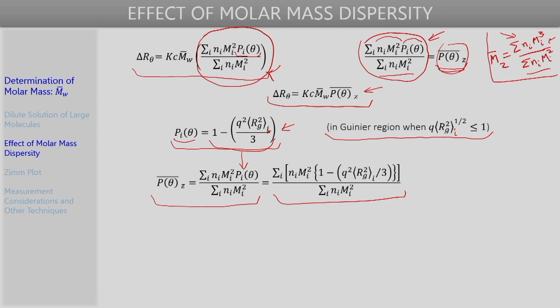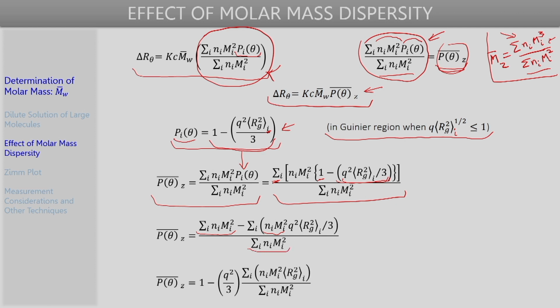It has a summation over Ni Mi square multiplied by 1 minus q square Rg,i square divided by 3, and this whole term is divided by summation Ni Mi square. Now, if we take this summation sign inside the brackets, the first term, since we have a 1 here, will just result in a summation Ni Mi square, and the second term will have Ni Mi square multiplied by q square Rg,i square by 3, and the denominator will still have Ni Mi square.